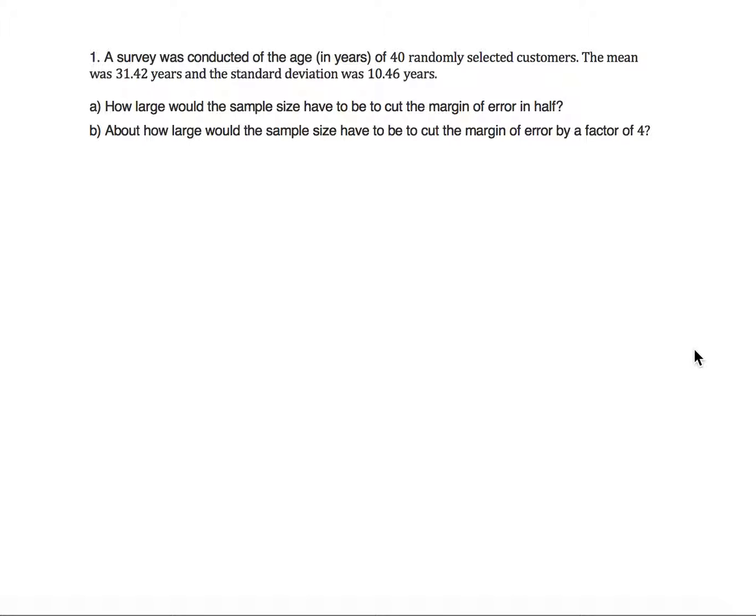Okay, so the first problem I'm going to work out will be a margin of error problem. As you see, it says a survey was conducted of the age in years of 40 randomly selected customers. The mean was 31.42 years and the standard deviation was 10.46 years. So we're going to go ahead and write out what we know.